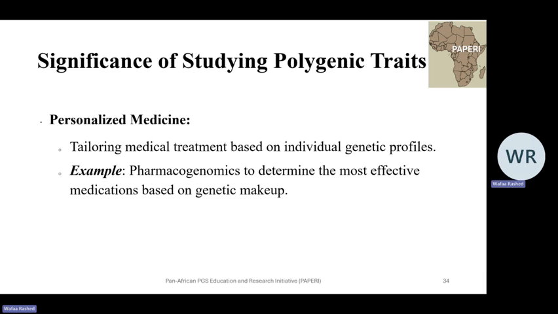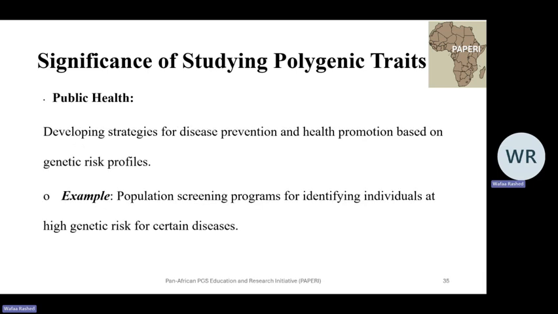Significance also for studying polygenic traits: personalized medicine, tailoring medical treatment based on individual genetic profiles, with pharmacogenomics to determine the most effective medication based on genetic makeup. Public health: developing strategies for disease prevention and health promotion based on genetic risk profiles. Population screening programs are very important for identifying individuals at high genetic risk for certain diseases.